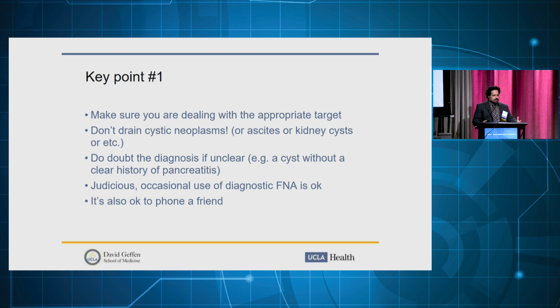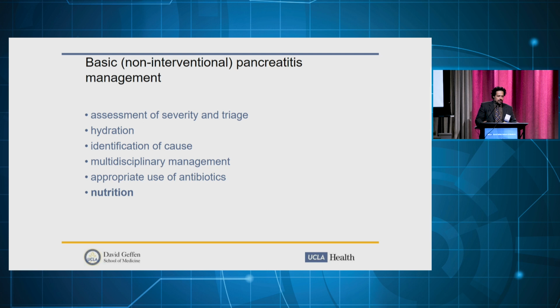Just because the CT scan says pseudocyst doesn't mean that that's what it is. Particularly a cyst without a clear history of pancreatitis that pops up out of nowhere doesn't necessarily mean the right move is EUS and drainage. Judicious, occasional use of FNA is okay to figure out what's going on. I say judicious because you want to be careful if it is a pseudocyst: if you stick a needle in and contaminate it, and you don't provide drainage, you can get infection. And it's okay to pause, not immediately pull the trigger, and phone a friend. I can be that friend if you need it. So, just call for help. It's okay.